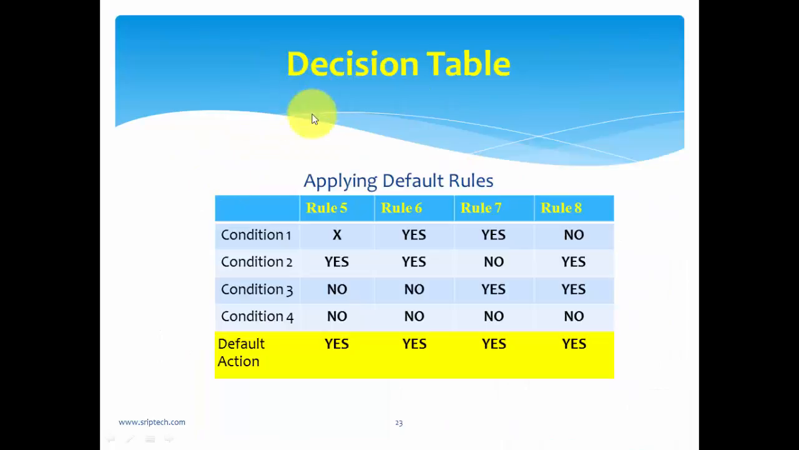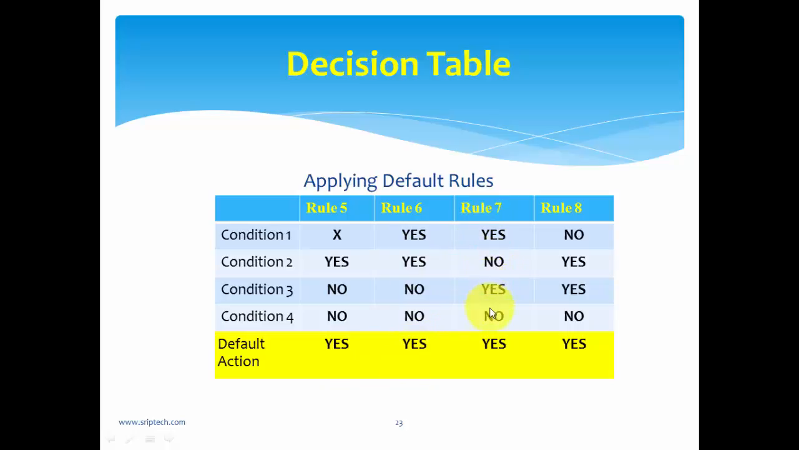Now in a decision table you have a very important concept called applying default rules. Now have a look at this. You have conditions 1, 2, 3 and 4, and there are some rules mentioned here. Now if all these conditions satisfy these rules, for example condition 1 is satisfied, condition 2 is satisfied to X, condition 3 is satisfied to no, and condition 4 is satisfied to no, then can I take a default action called yes. Similarly, if these rules are satisfied, the default action is X, yes.